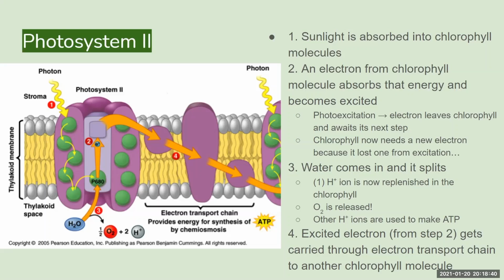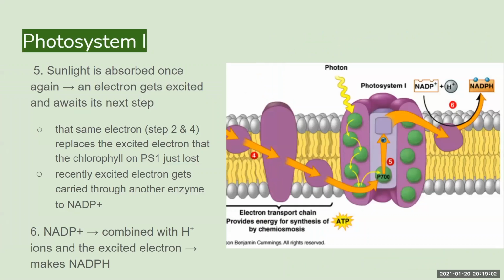On step 3, water comes in and it splits. One hydrogen ion is now replenished in the chlorophyll and the oxygen molecules are now released. The other hydrogen ion is used to make ATP. This leads us to the 4th step. The excited electron from step 2 gets carried through the electron transport chain to another chlorophyll molecule. And this leads us to photosystem 1.